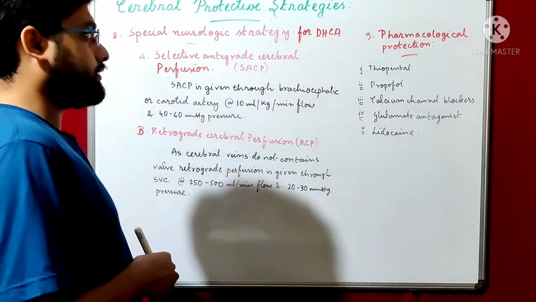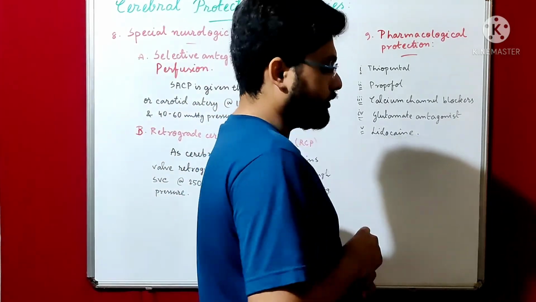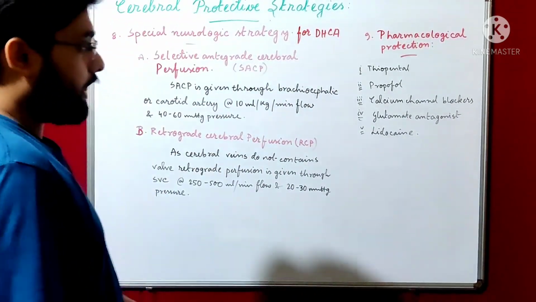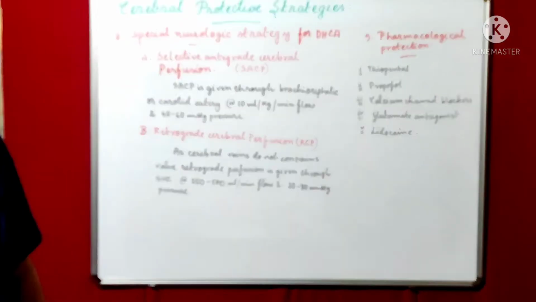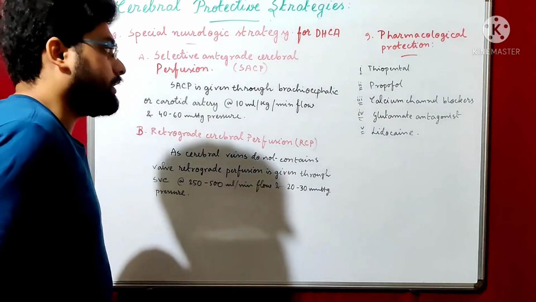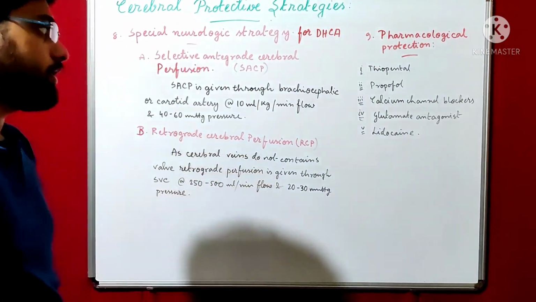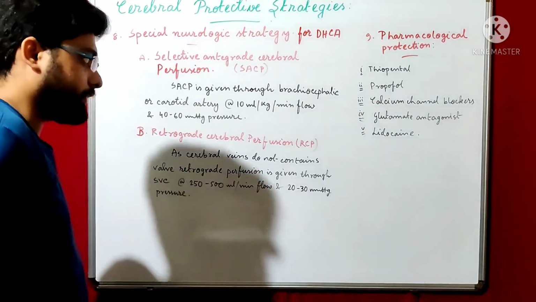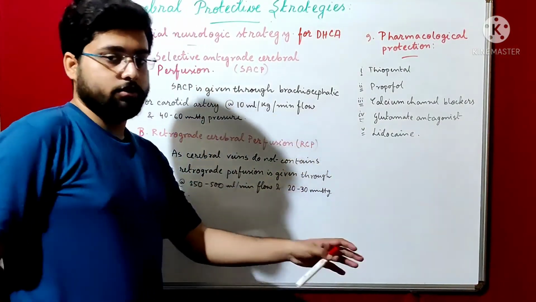Next and the last, pharmacological protection. These are usually done through anesthetic drugs. Those anesthetic drugs are thiopentone and propofol. They reduce the cerebral metabolic rate. Other than those, we can use calcium channel blockers, glutamate antagonists, and lidocaine to prevent cerebral injuries.